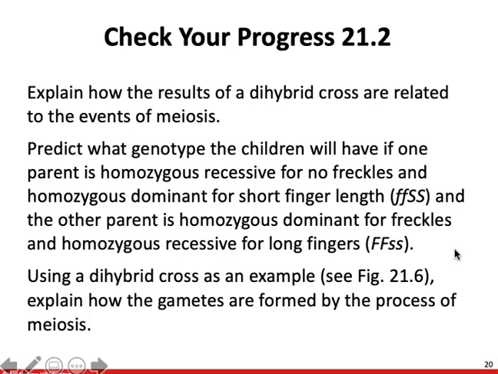You should also be able to predict what genotype the children will have if one parent is homozygous recessive for no freckles and homozygous dominant for short fingers, and the other parent is homozygous dominant for freckles and homozygous recessive for long fingers. And then you should be able to use a dihybrid cross as an example to explain how the gametes are formed by the process of meiosis.